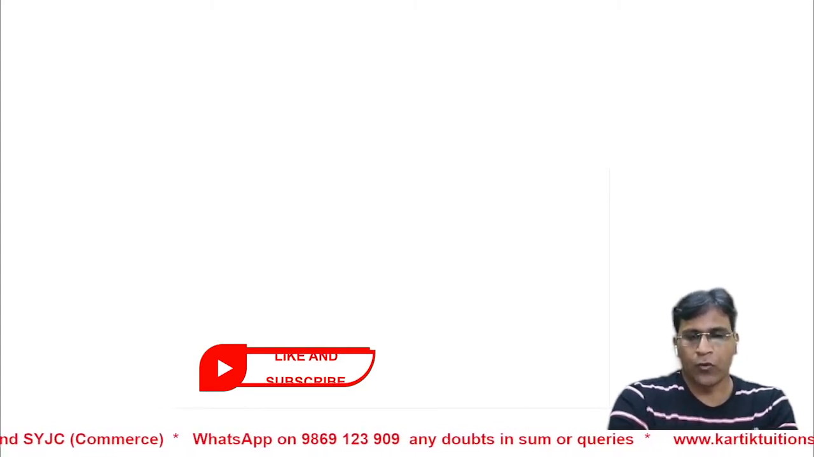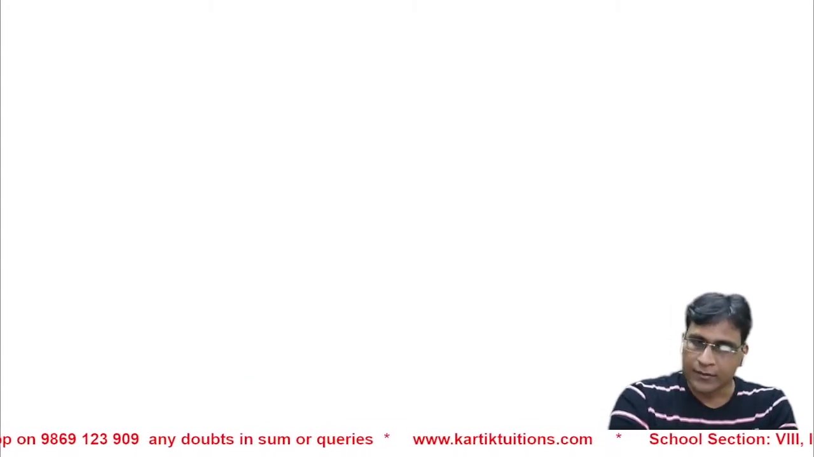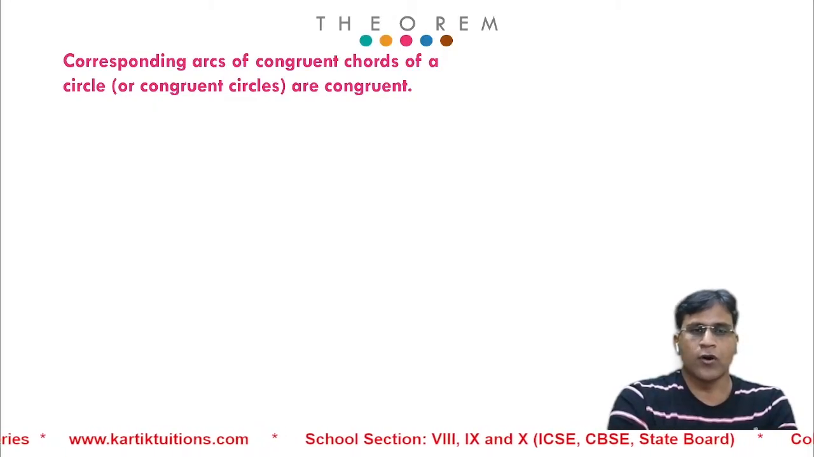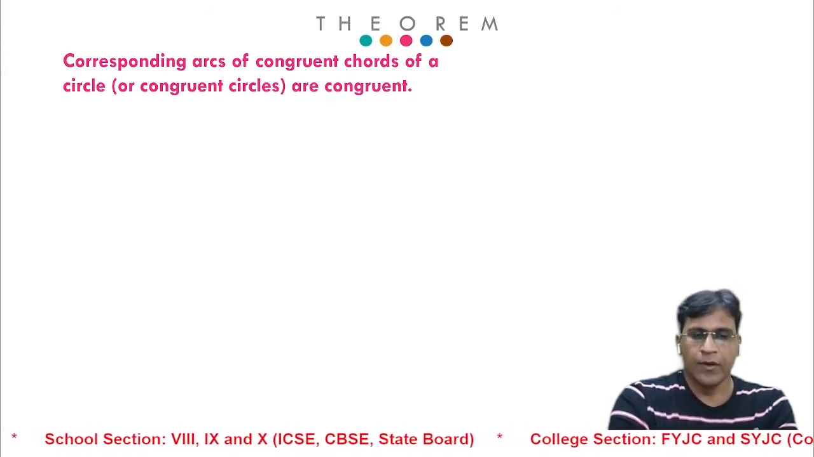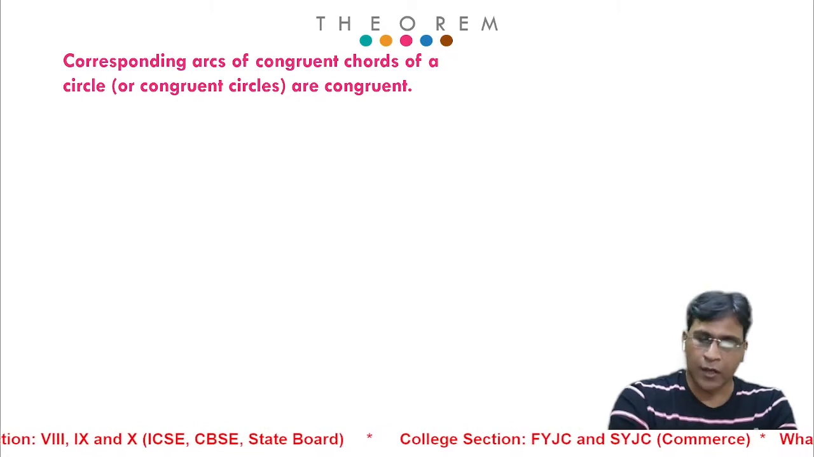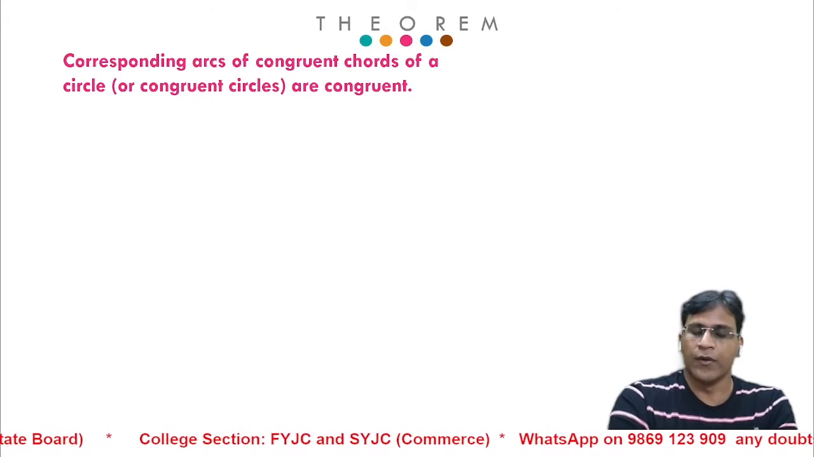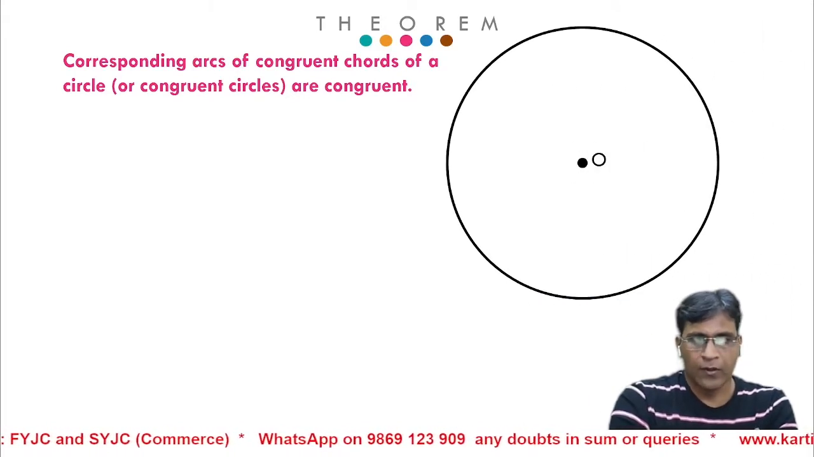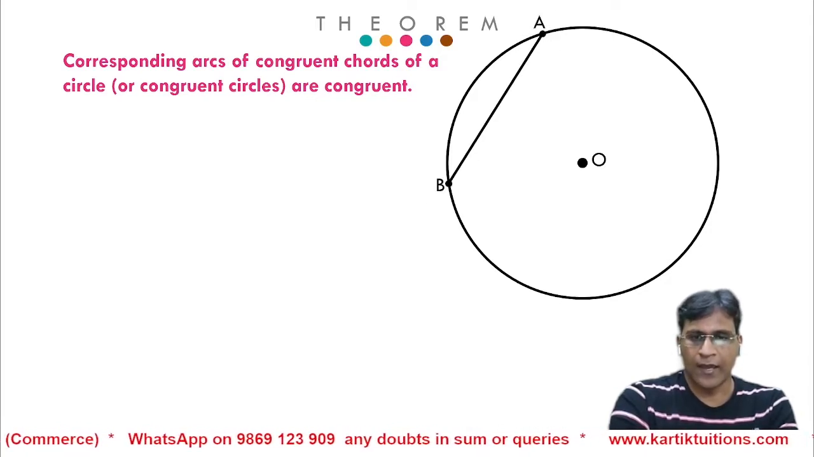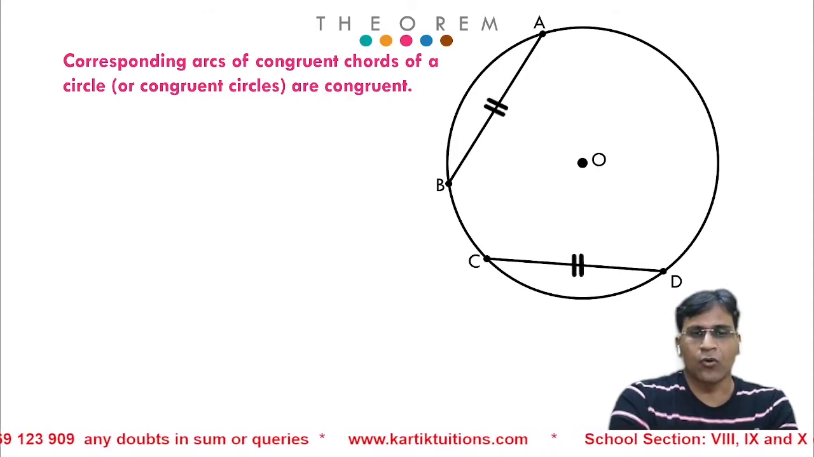In this video, we are going to study the relation between the chords and the corresponding arcs. So let's start. Corresponding arcs of congruent chords of a circle are congruent. Now this theorem is applicable for congruent circles also, but in this video, I have just taken the concept related to the same circle. I have a circle with a center O where chord AB and chord CD are given and they both are congruent.